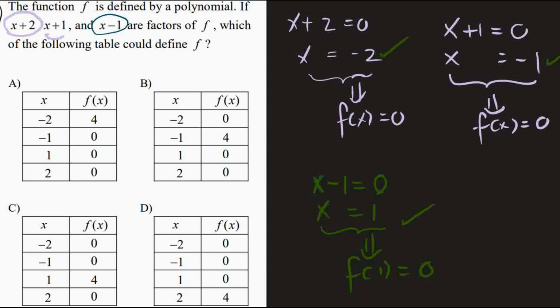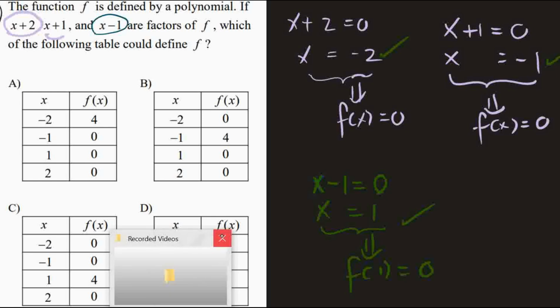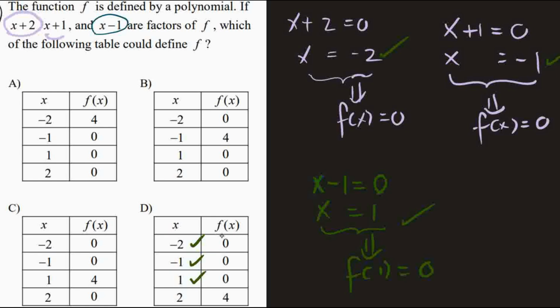All will give the value of f of x equals 0. So we have to obtain three 0s. So let's choose this one: negative 2, 0, negative 1, 0, and 1, 0. This will be the possibility. So this one is wrong, this should give 0, this one is wrong, this should give 0. So the only possible answer is D. Alright, let's go to the next question.